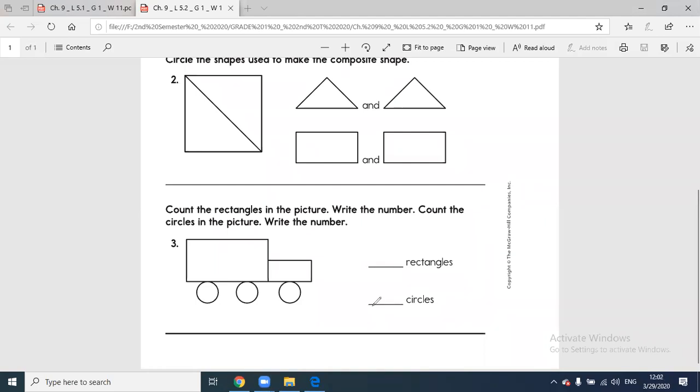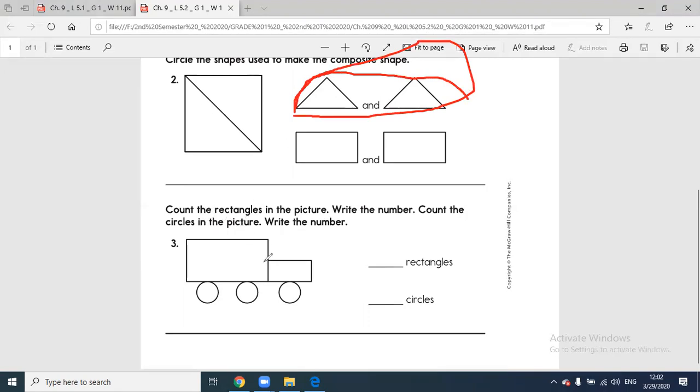Yes, Talal. Yes, as you see here, we have now two triangles. This shape.